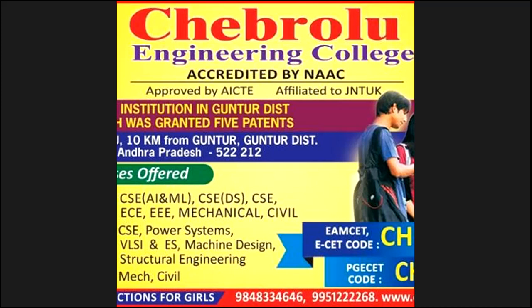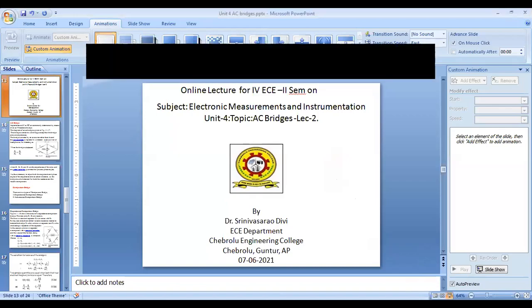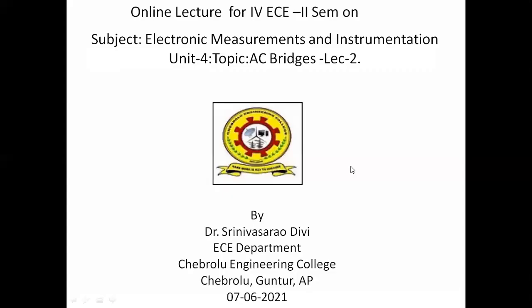Okay, in yesterday's lesson, we discussed the different types of bridges, and what the AC and DC bridges are. Under the DC bridges, we discussed the Wheatstone bridge. In the Wheatstone bridge, we will obtain the balance condition.